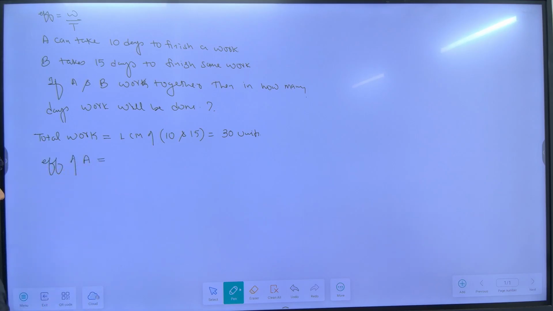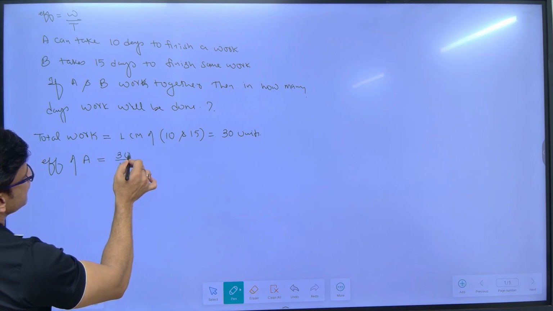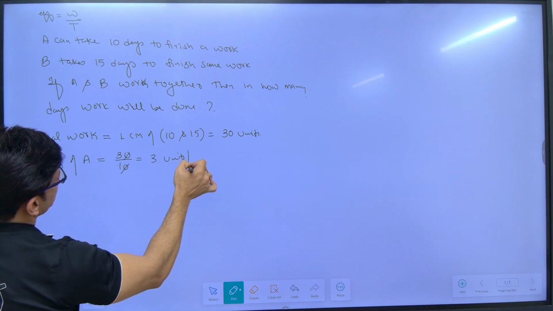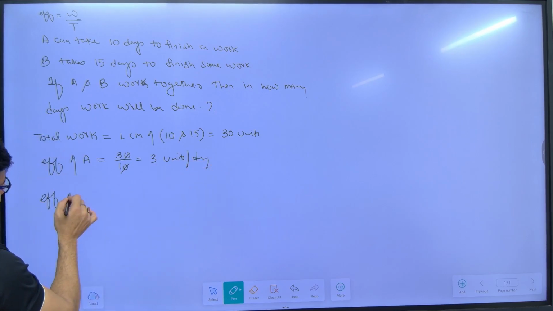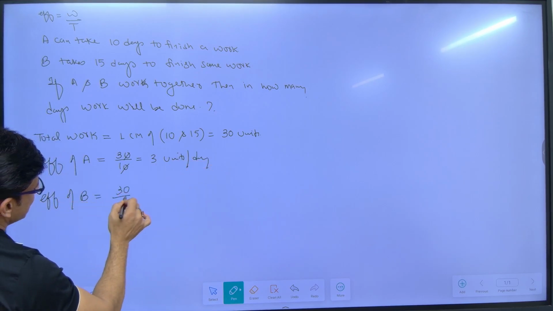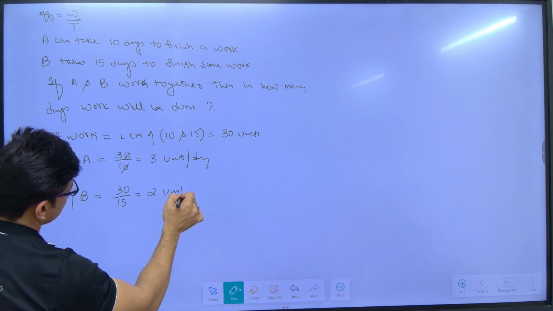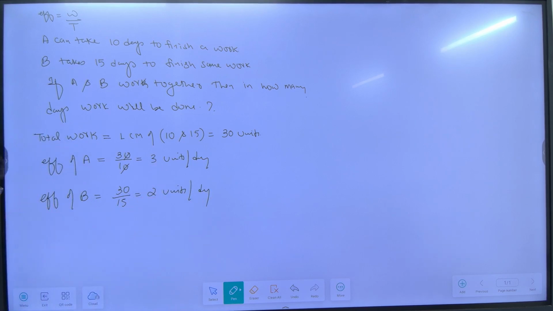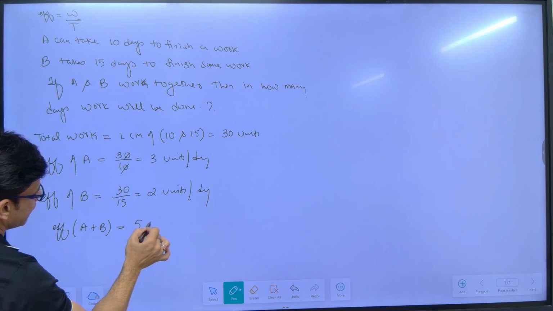Can you find out efficiency of A? Now, how to find out efficiency? How much is the total work now? 30 units. And time? 10. 30 by 10, 3 units per day. What is efficiency of B? 30 by 15, which is 2 units per day, right? Combine efficiency. If A is doing 3 units, B is doing 2 units, together they are doing how much? Very good. So efficiency of A plus B is 5 units per day, right?